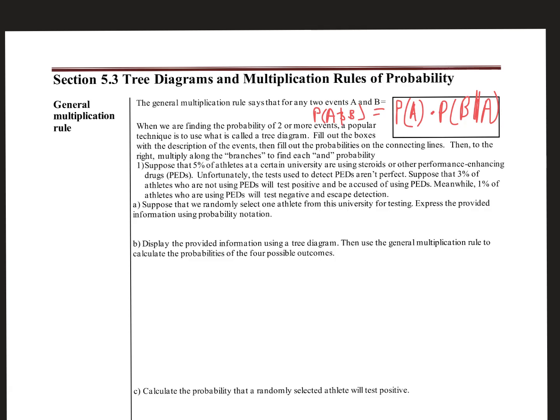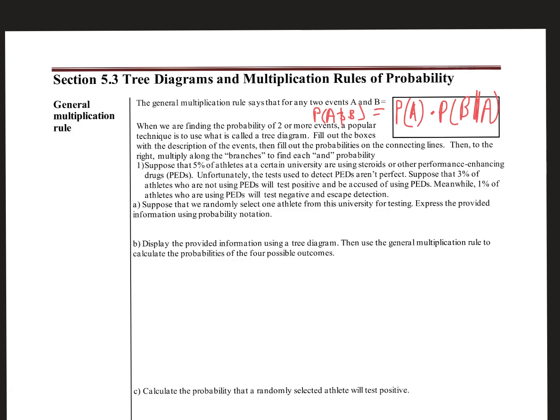Doesn't matter. Okay, so first question here, it says 5% of all athletes at a certain university are using PEDs. Unfortunately, the tests to use PEDs aren't perfect. Suppose that 3% of the athletes who are not using PEDs will test positive and be accused of using them. Meanwhile, 1% of athletes who are using PEDs will test negative.